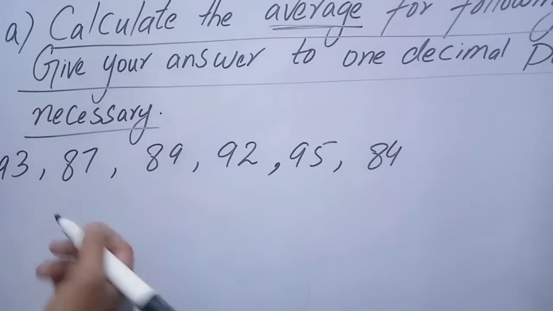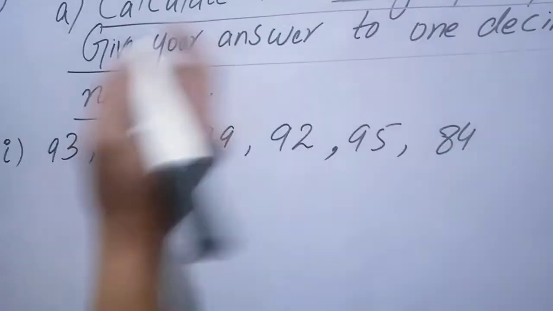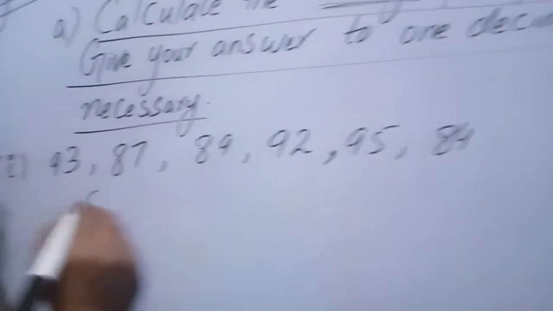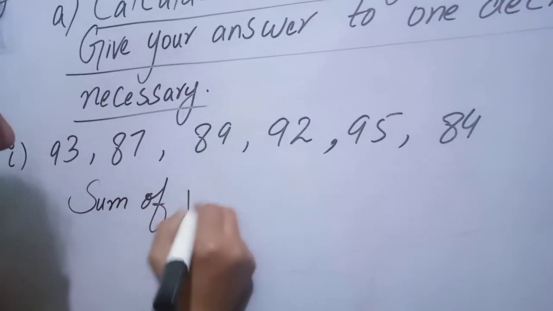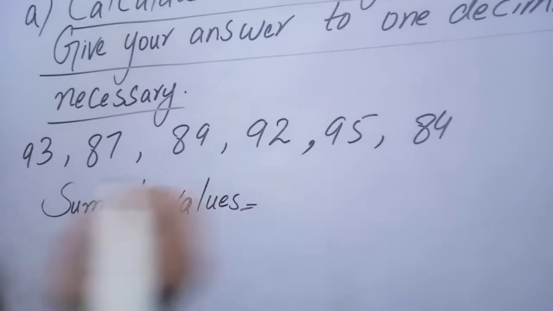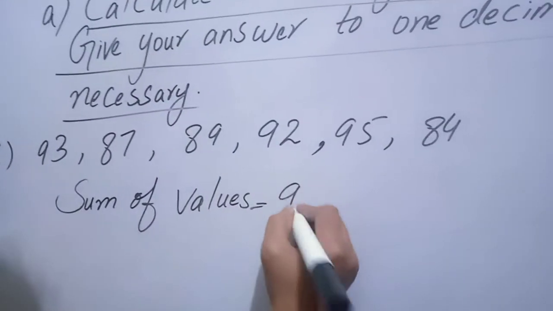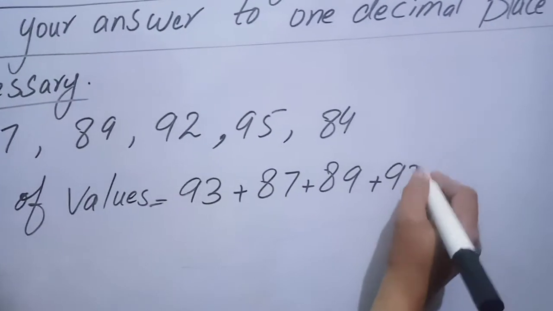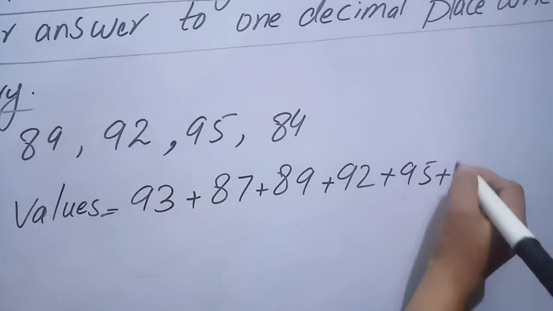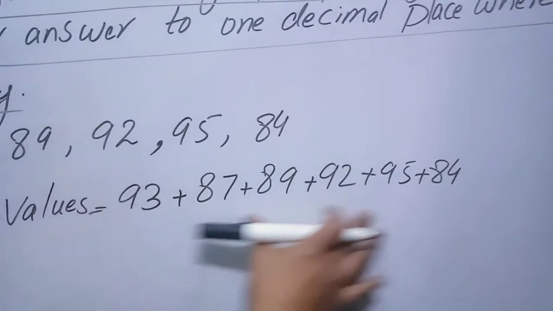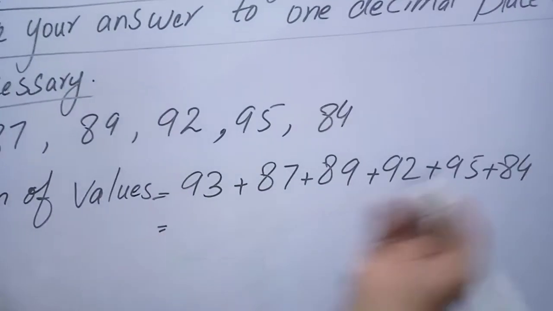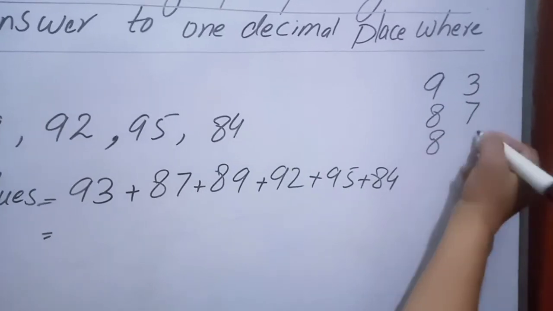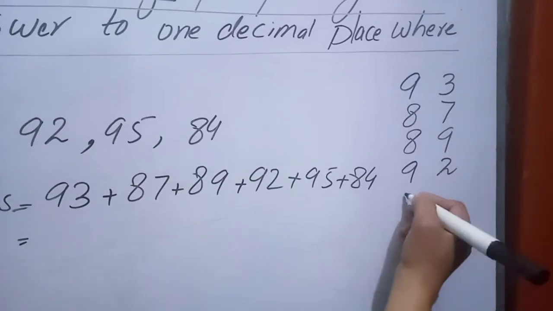Now let's come here. We have the data, this one. The first thing to find the average is to find the sum of values. The values are 93, 87, 89, 92, 95, 84. Now students, we have to find the sum of these numbers. How do we find the sum of these numbers? Very easy. You will write all these numbers vertically and then find the sum.